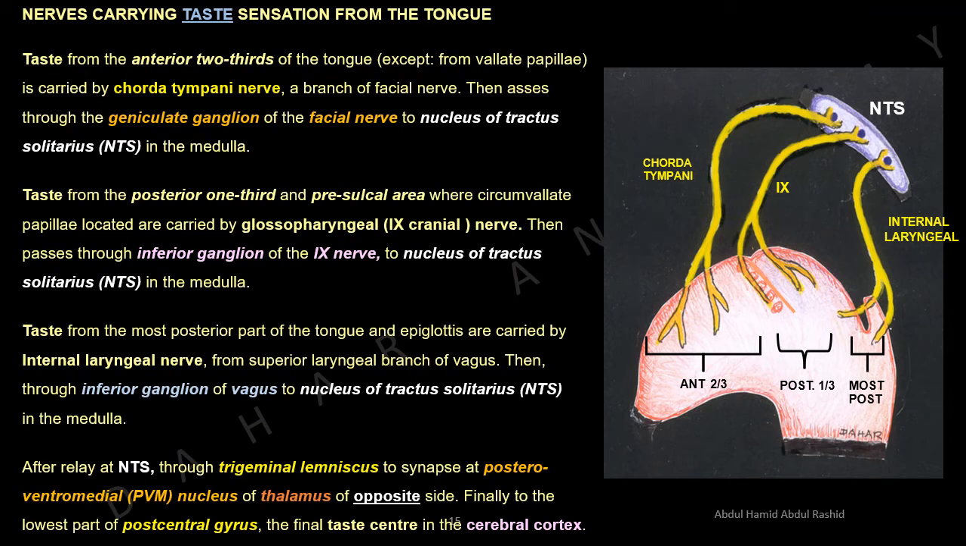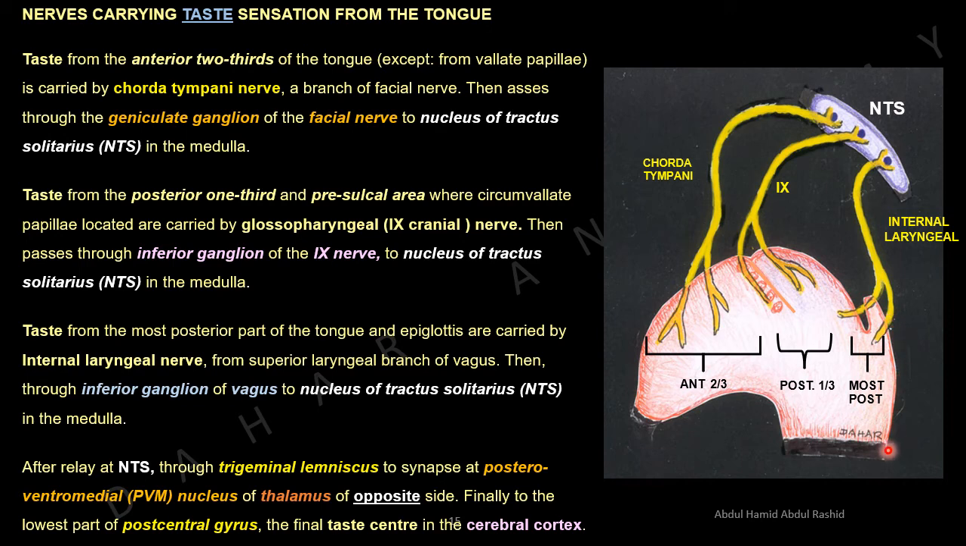Nerves carrying taste sensation from the tongue. This is the left lateral view of the tongue. This is the tip. This is the root of the tongue. This is the sulcus terminalis. In front are the vallate papillae. This is the anterior 2/3 of the tongue. This is the posterior 1/3 of the tongue. This is the most posterior part of the tongue.